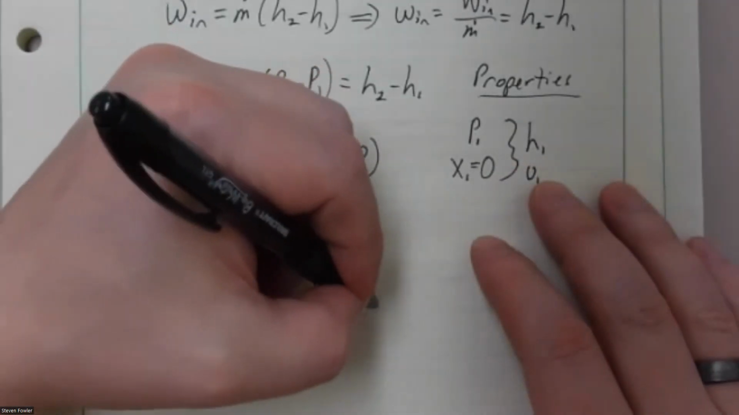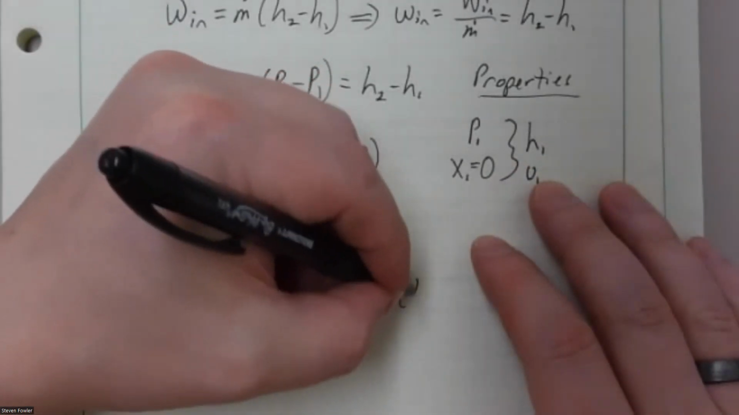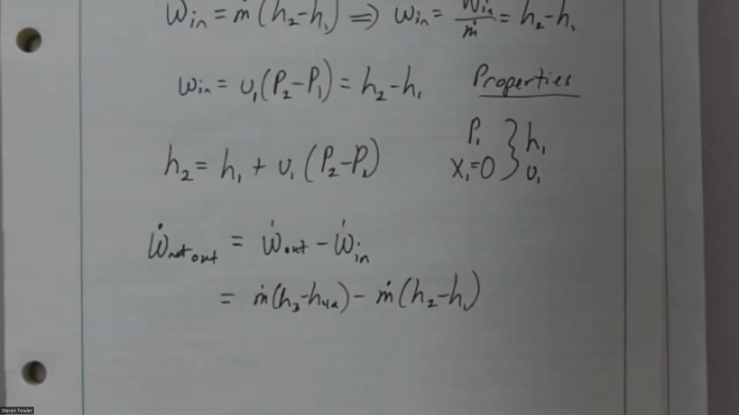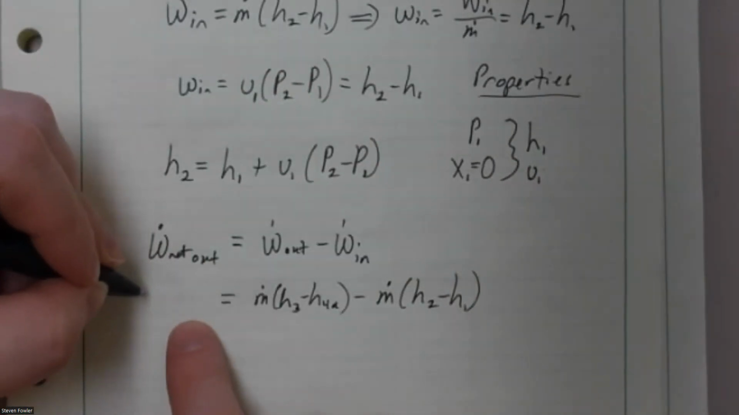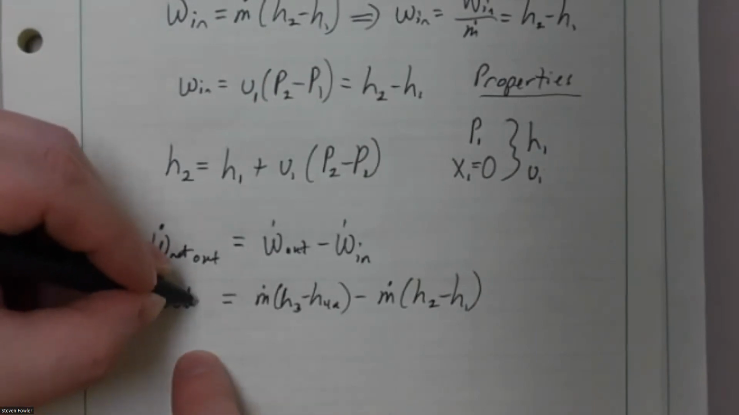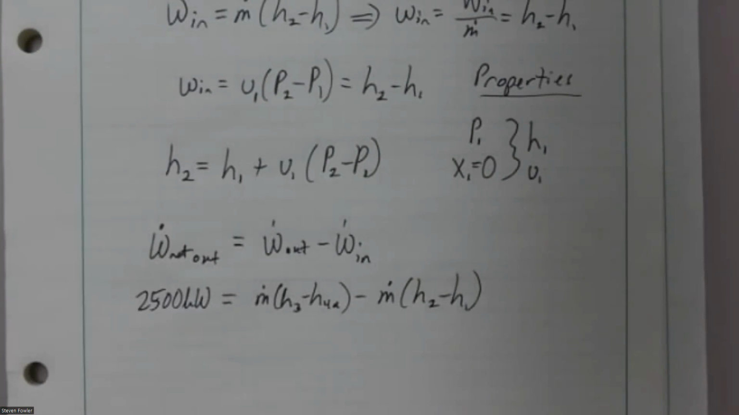And the power input, that's M dot, that's for the pump. That's going to be H2 minus H1. We just said we can get to these. And we know this value. This is 2,500 kilowatts. All the H's are known. M dot's the only unknown here.